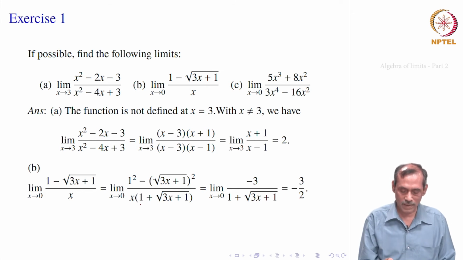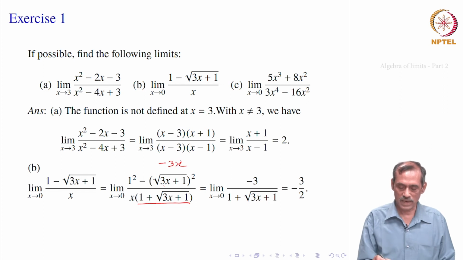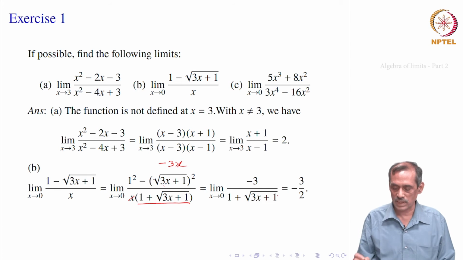So, we multiply by 1 plus square root of 3x plus 1. It was 1 minus on the top, now we multiply 1 plus. The numerator becomes 1 square minus square root of 3x plus 1 square. So it is really minus 3x, and this minus 3x and this x get cancelled. So you get minus 3 in the numerator, and the denominator is 1 plus square root of 3x plus 1.